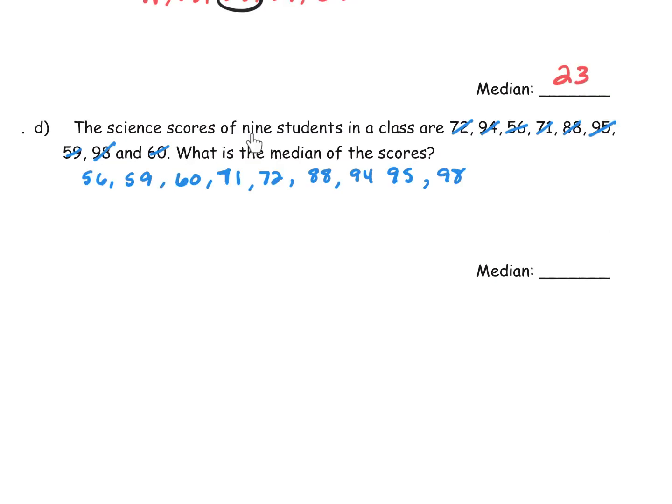This should be a list of 9 science scores. As we look at this, 72 is the middle number. So we have 1, 2, 3, 4, an equal number of data items on either side of the median, which is 72. In our next lesson, we'll deal with finding the median when the data set has even numbers. Thank you.